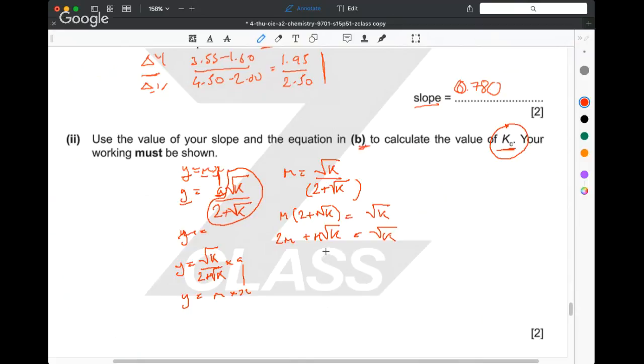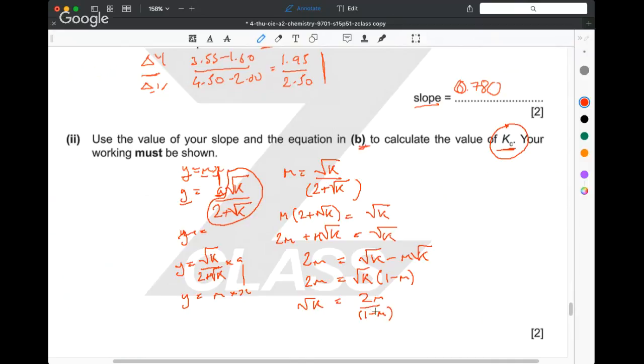let me work on this. I subtracted m root k from both sides. This is all maths here. So therefore, the square root of k times 1 minus m equals 2m. So the square root of k is equal to 2m over 1 minus m.